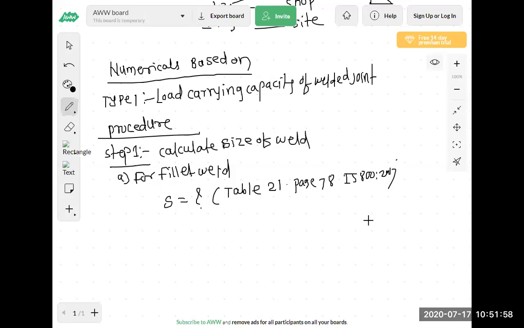So we have written, I think last lecture or before that, size of weld. How to calculate size of weld? So the table is given. From this table, they have given the thickness of plates. If the thickness of plate is 0 to 10 mm, then we have to calculate 3 mm size of weld. If the thickness of plate is 10 to 20, go to the last 2 pages, open the notebook, last 2-3 pages, that table is given for calculation of size of weld.